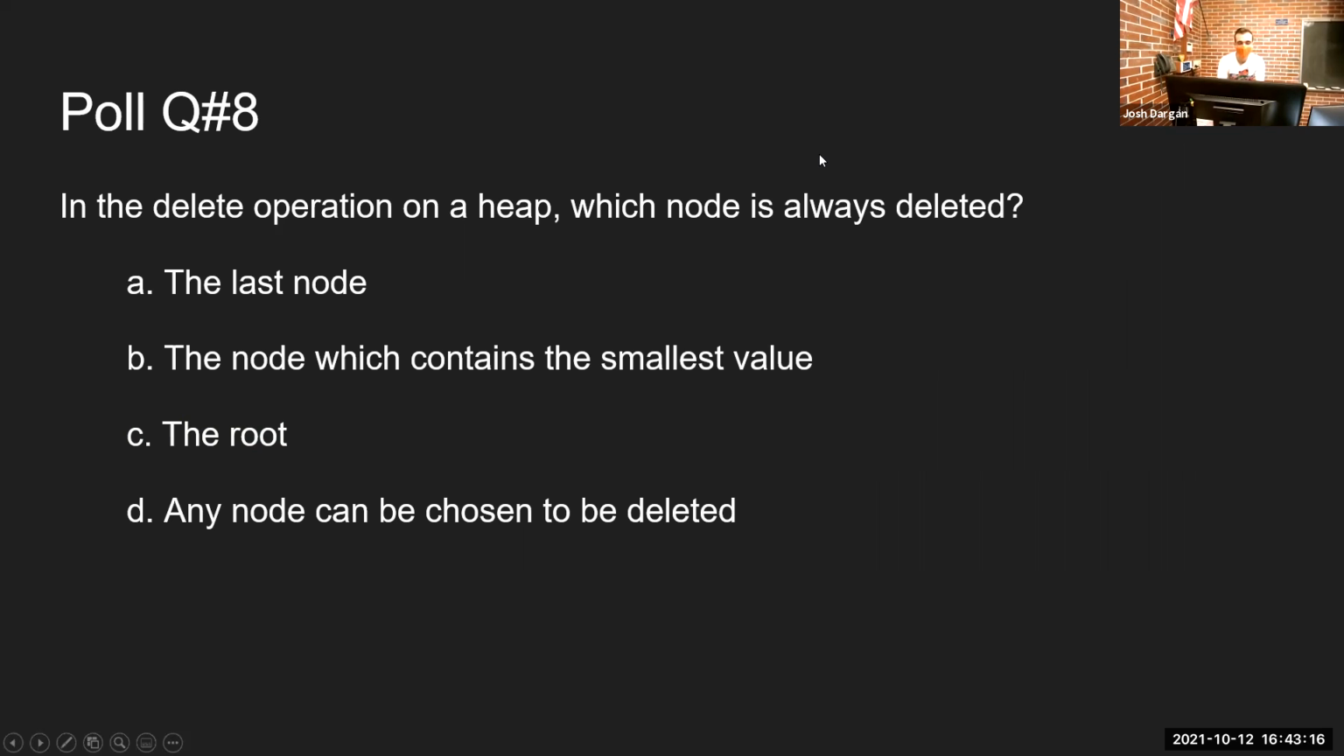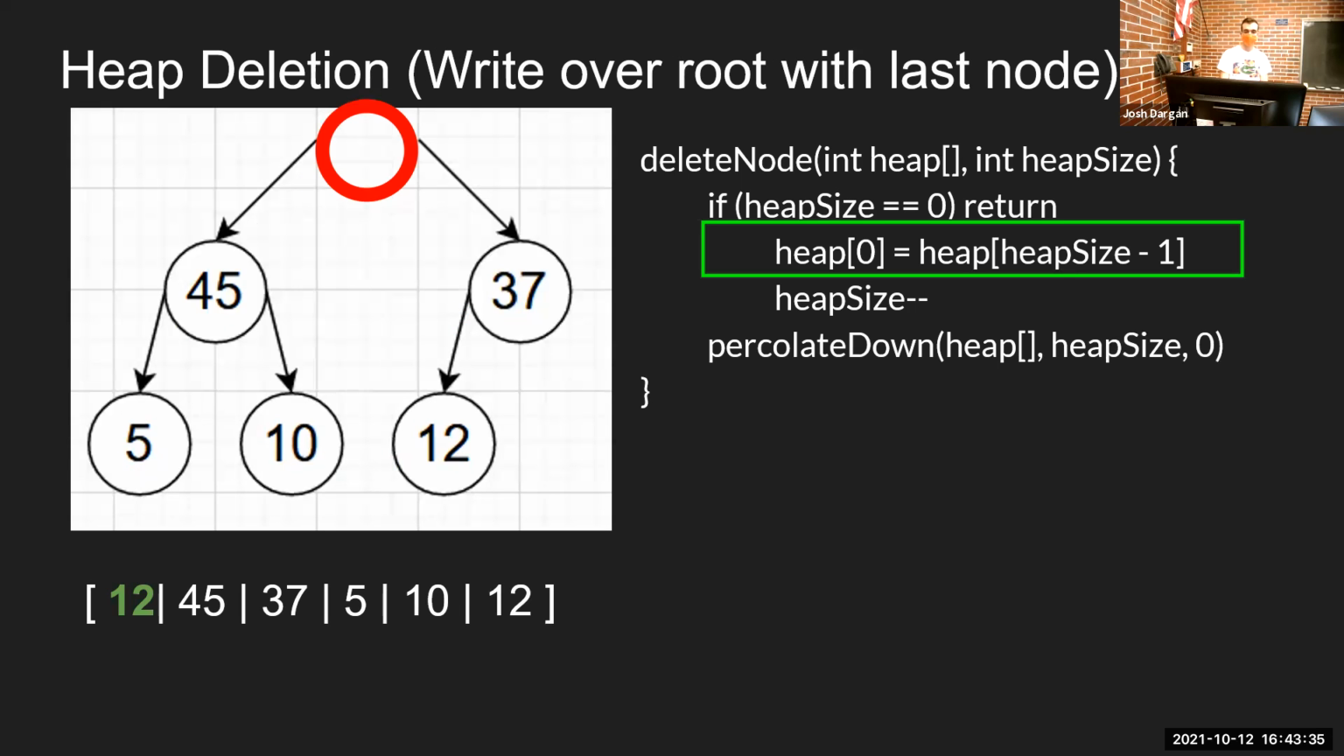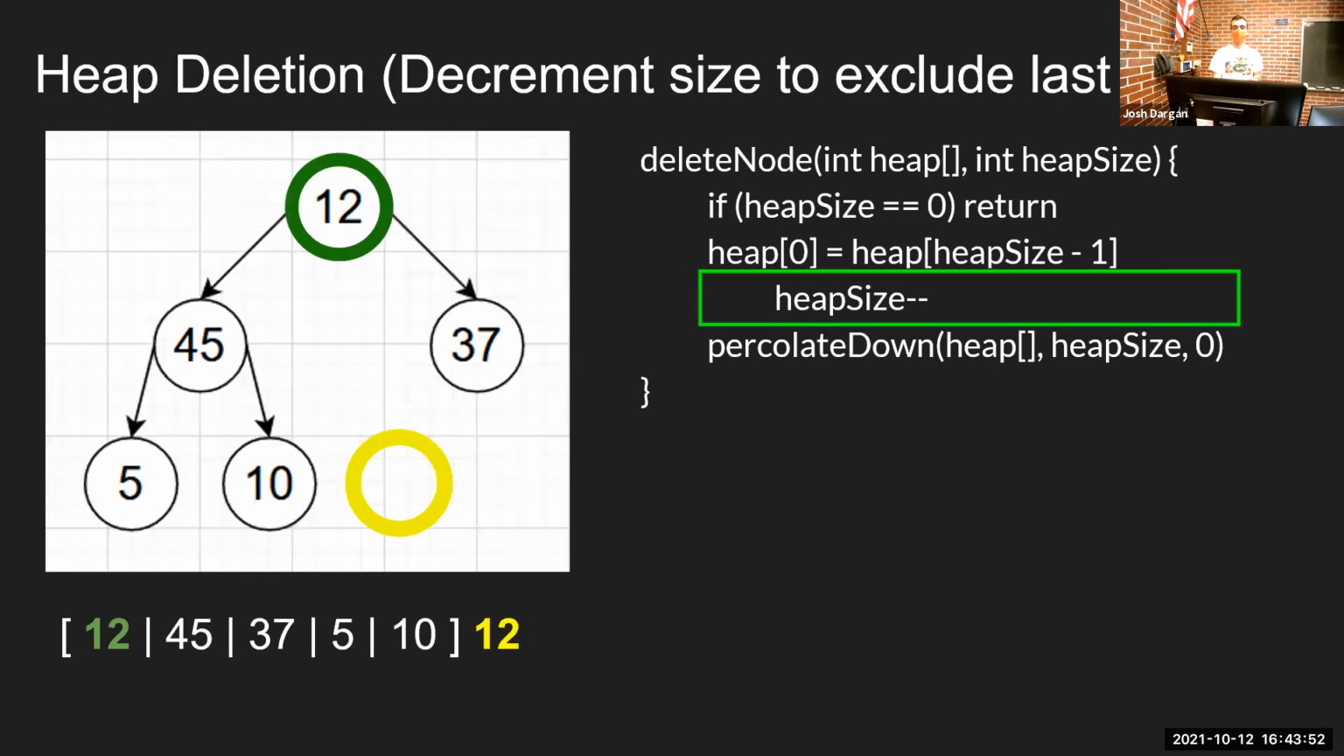All right, well, in the delete operation on a heap, the root node is always deleted. And we don't actually free the memory, we just overwrite it with the value that is at the end of what we consider to be the heap. And here the heap size is not 0, so we return. And then we overwrite the root of the heap with the thing at the end, which is 12. And then we decrement the heap size and we percolate down, which can also be called bubble down or heapify down.